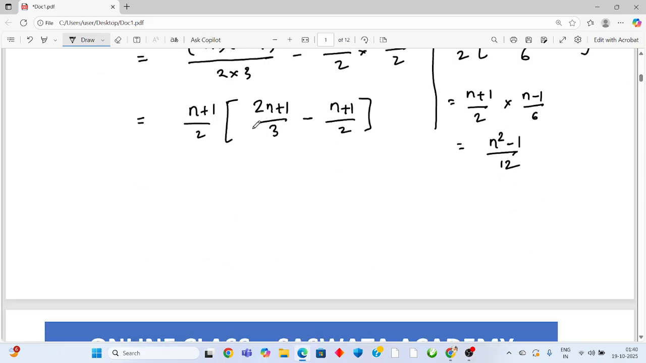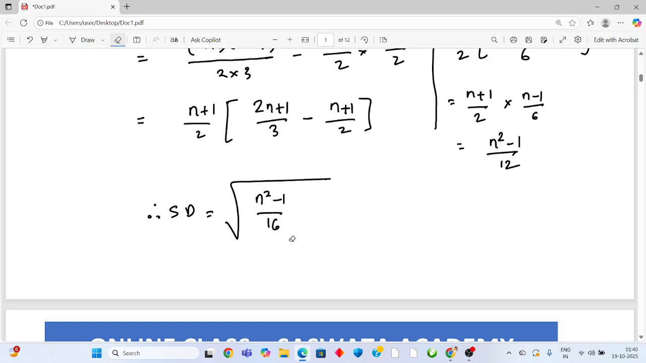So this is the variance. Therefore, we can write the standard deviation as root over n square minus 1 by 12.